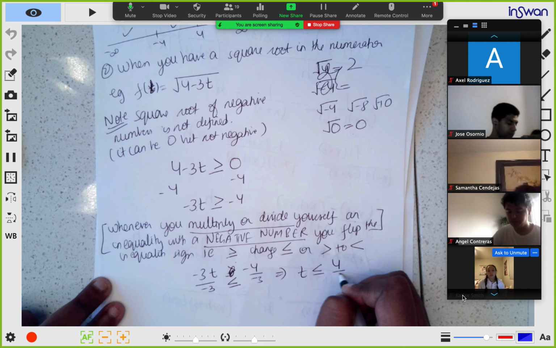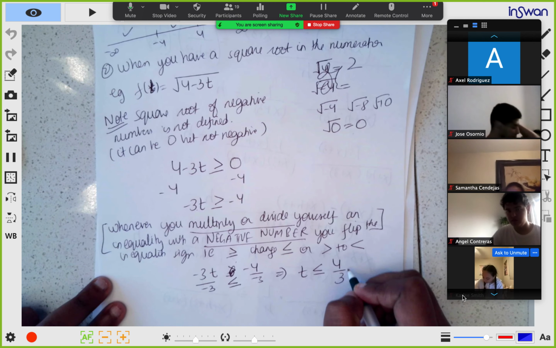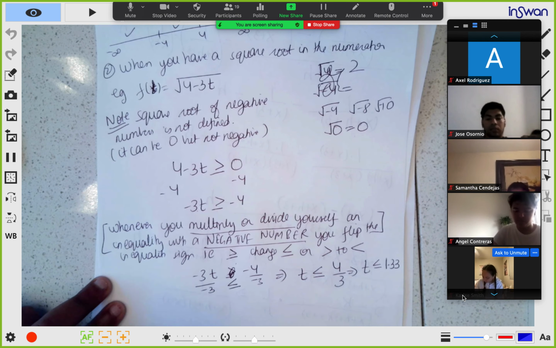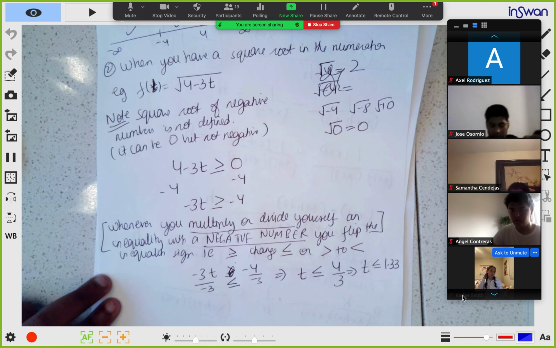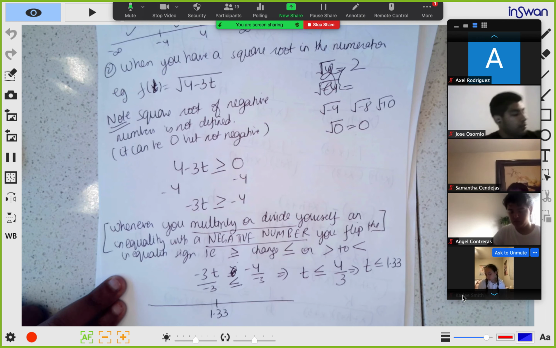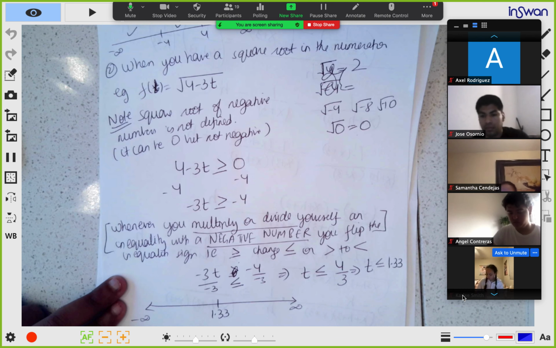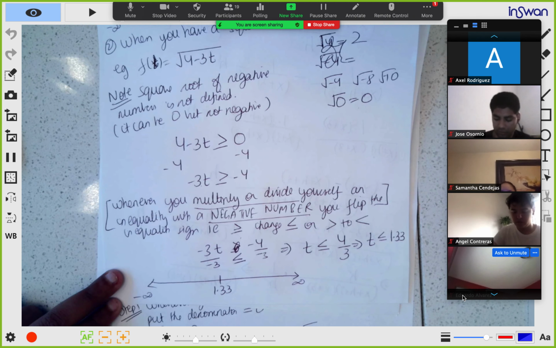Negative negative becomes positive. Now what is 4 over 3? You don't know, so let's convert it to decimals. It will become easier to know where it is on the number line. It's 1.33. You can use a calculator and see. Draw it on the number line. Where is 1.33? What are the values less than 1.33? Negative infinity to 1.33. Yes, exactly.